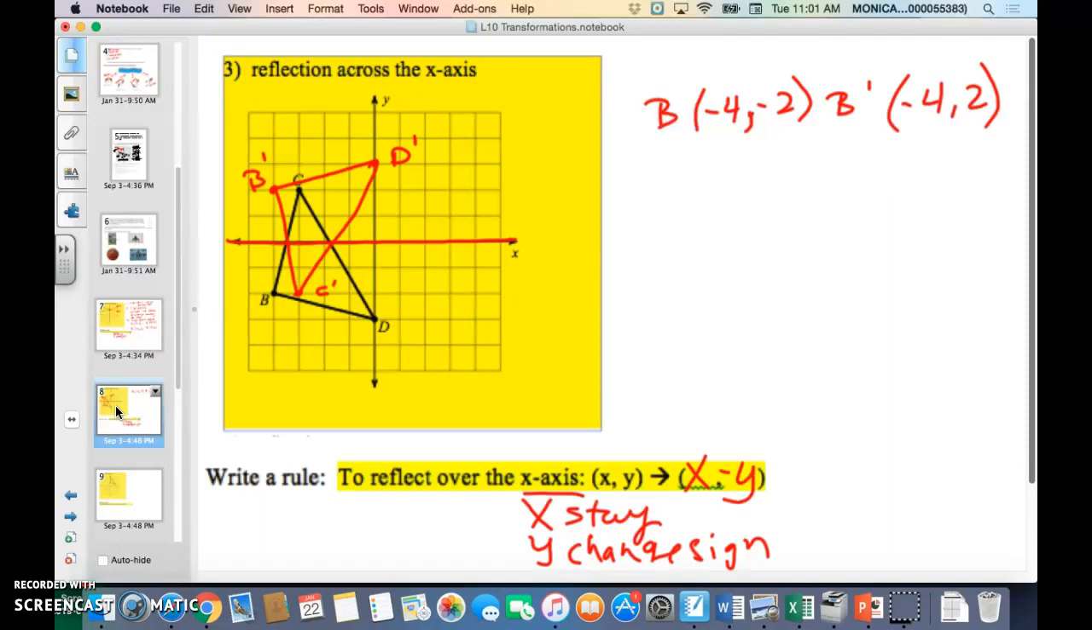Let's just be sure. Let's compare C as well. So C is at -3, 2. And C prime is now at -3, -2. So if it was positive, it went to negative. If it was negative, it changed to positive. So that's the rule for when you reflect across the x-axis. You might want to write that down so you have those notes next to number 3.